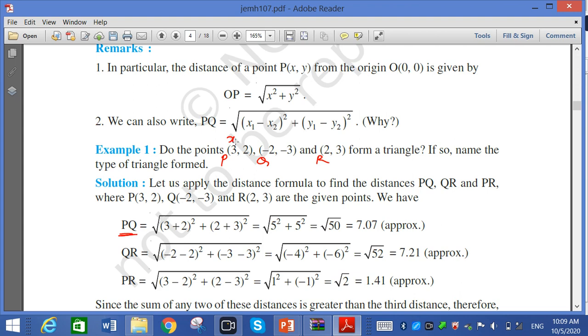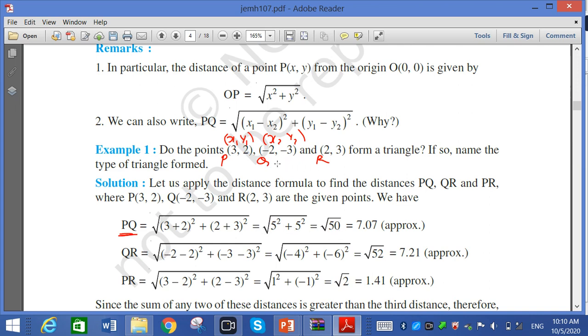So here it is x1, y1, and x2, y2. Now according to the distance formula, x1 minus x2 whole squared, so 3 plus 2 whole squared, plus y1 minus y2, 2 plus 3 whole squared. So 5 squared plus 5 squared, that is the square root of 50.